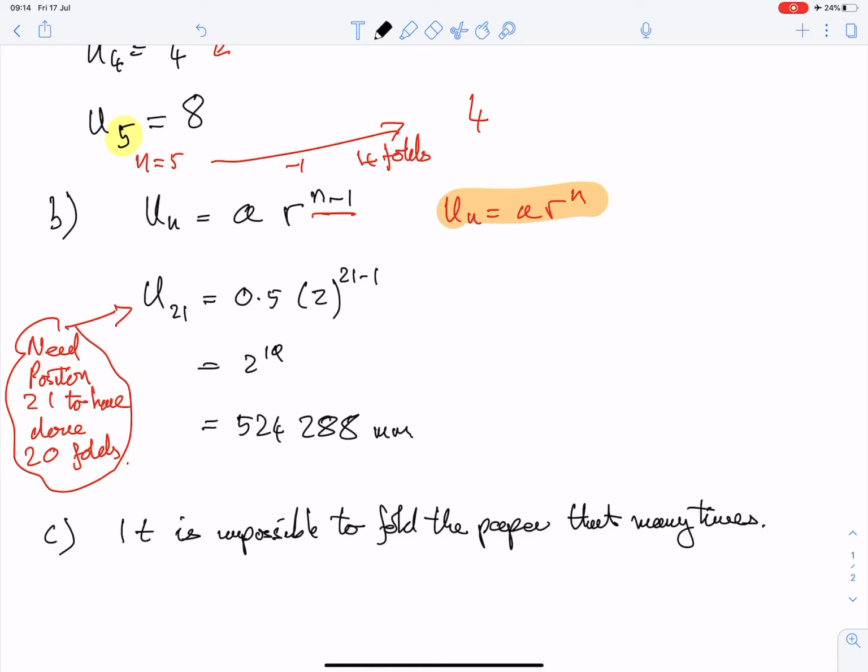Okay, because let's face it, that's going to be over 500 meters, yeah, which is just ridiculous. Okay.